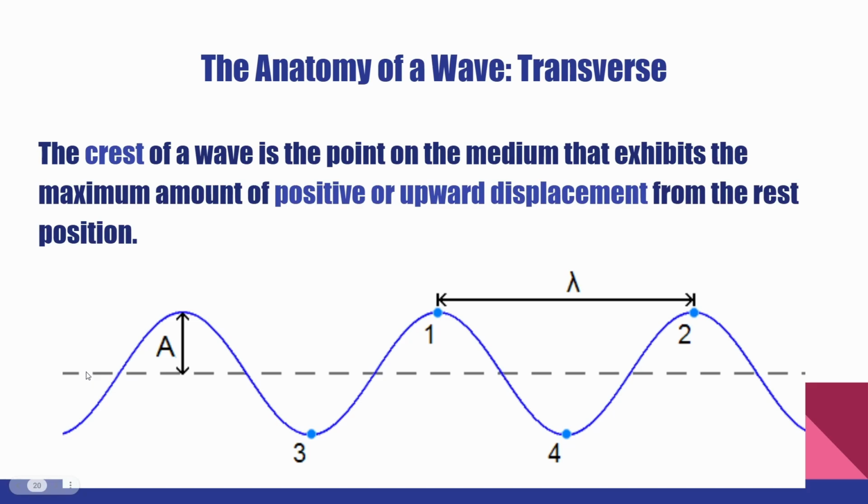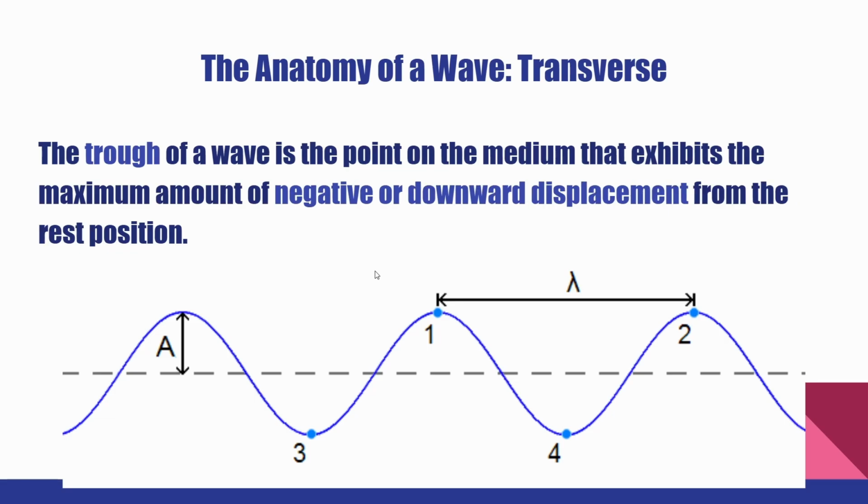The crest of the wave is the very top, the most positive or upward displacement of the particles from rest position. But you can just think of it as the top of the wave. The trough is the exact opposite. That's like points 3 and 4. That's the most negative, downward displacement. That's how much it has been displaced downward.